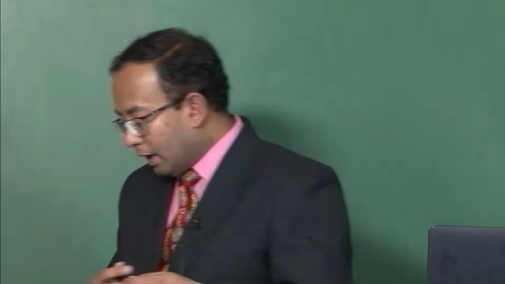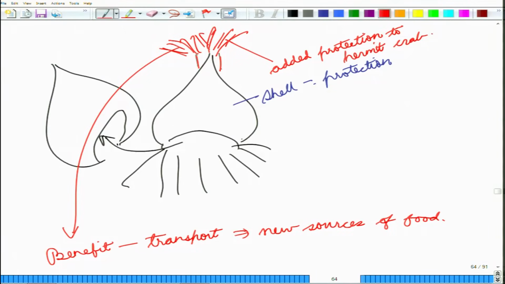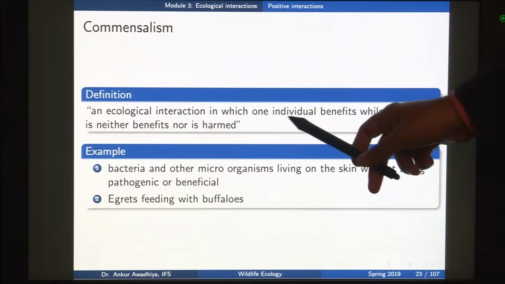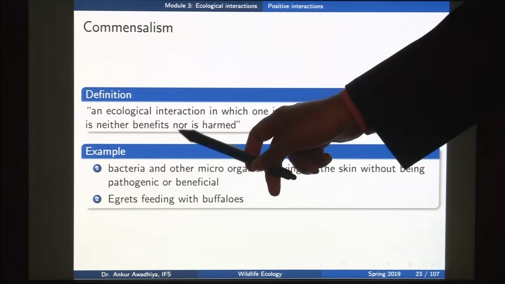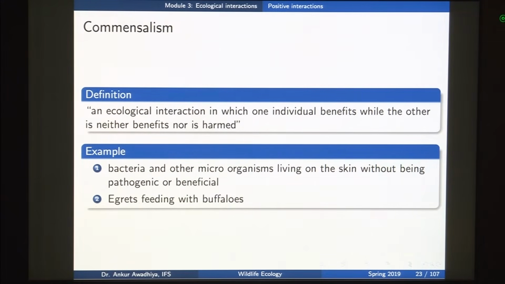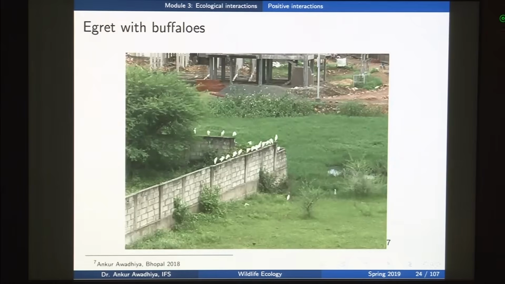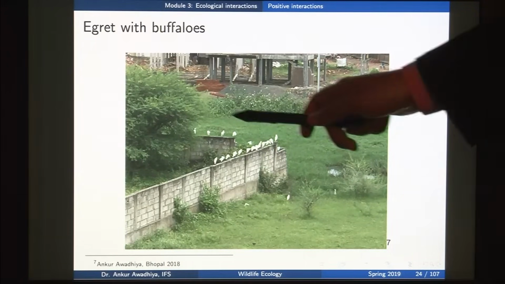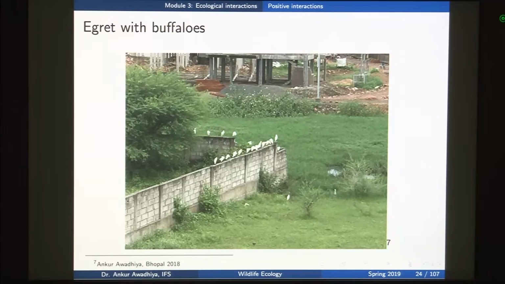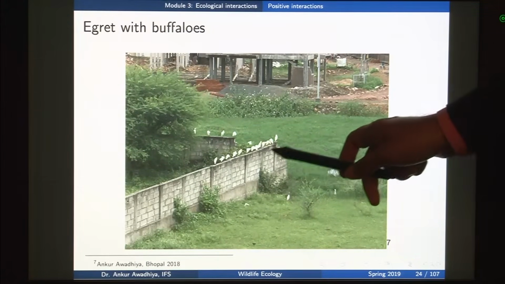So, such kinds of interactions in which one organism gets a benefit while the other organism neither gets a benefit nor is harmed are known as commensalism. Now, another good example of commensalism is egrets that feed with buffaloes. So, here we have a very interesting example. When I was looking out of my building, I saw this wall which was being constructed. This is an area in Bhopal that is getting constructed, and here we have this wall and there are a number of egrets.